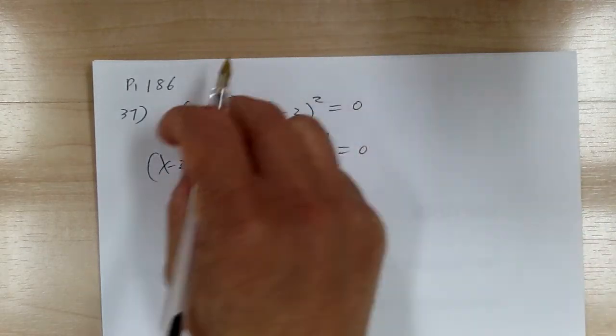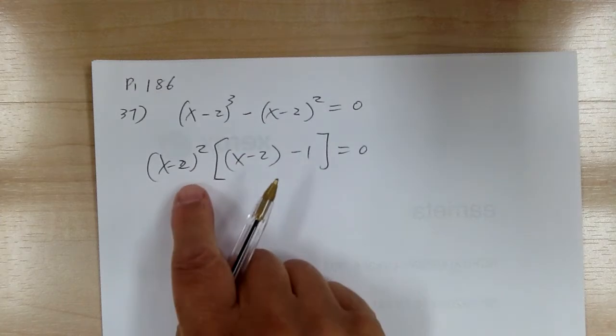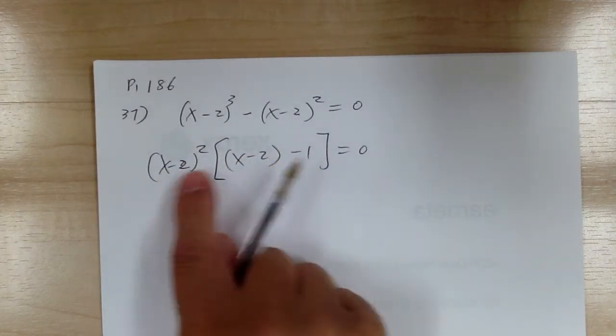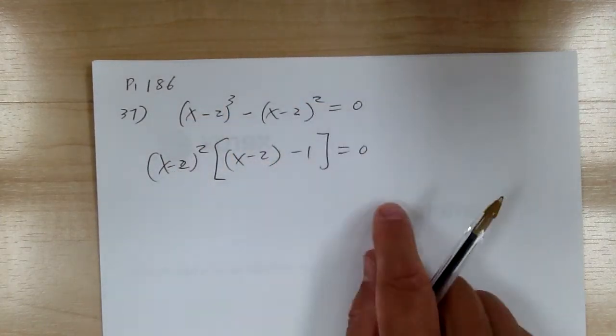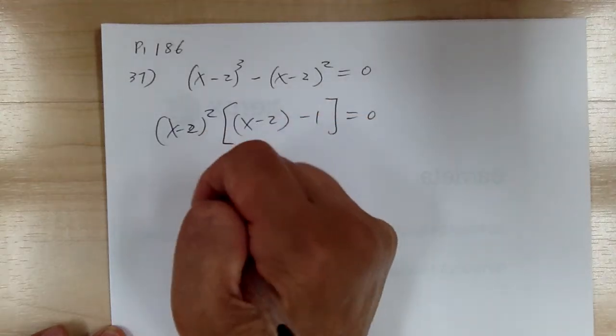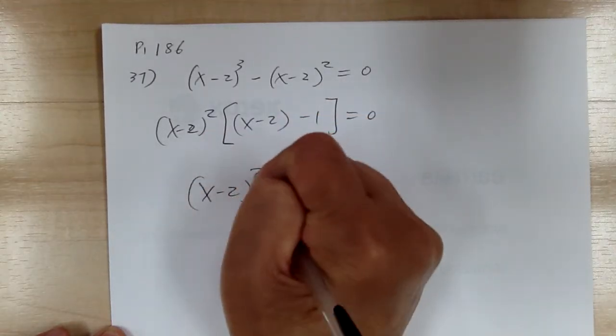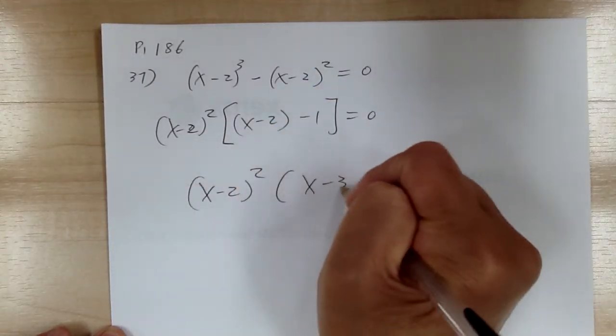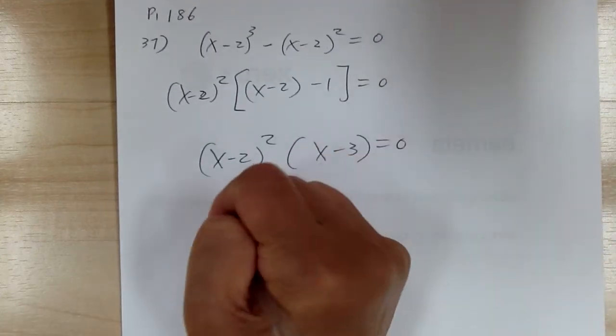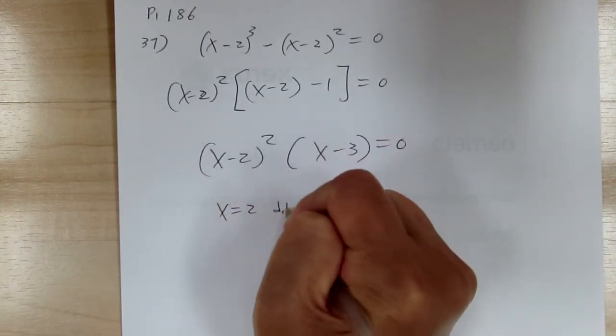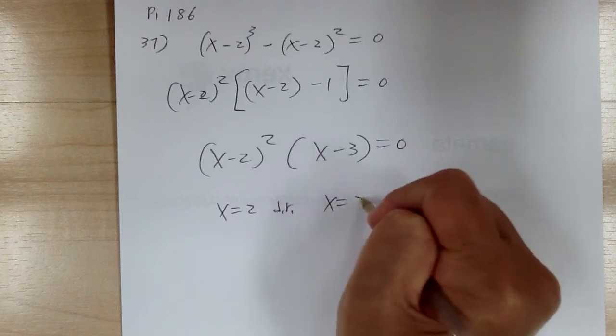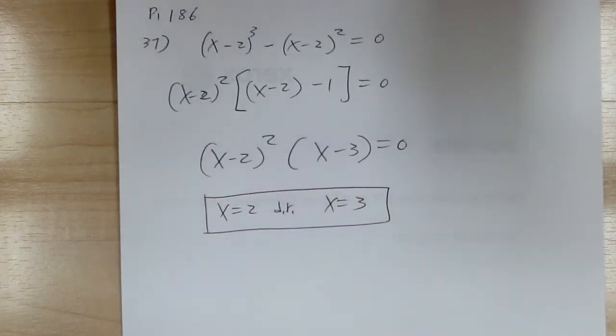Okay, again, when you factor everything out, it's 1, right? So you can check by multiplying. So this times that gives you that, this times that gives you that, right? So simplify a little bit, so you got (x minus 2) squared, and this will give you x minus 3. So from here, you're going to get x equal to 2, and this is the double root, and you're going to get x equal to 3.